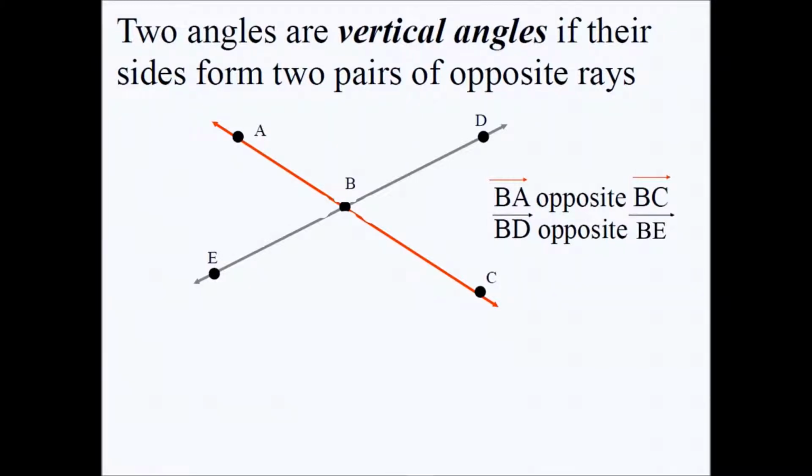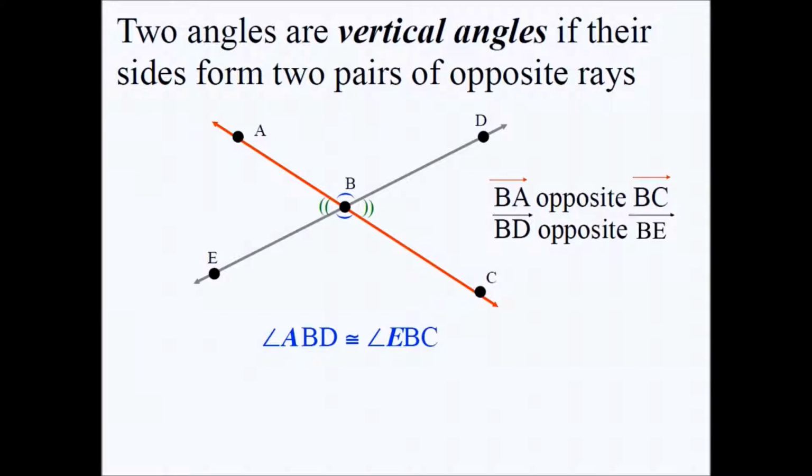Notice here that we have an intersection of two line segments. We have ray BA, which is opposite ray BC. We have ray BD, which is opposite ray BE. Notice that angle ABD is congruent to angle EBC. They're what we call vertical angles.